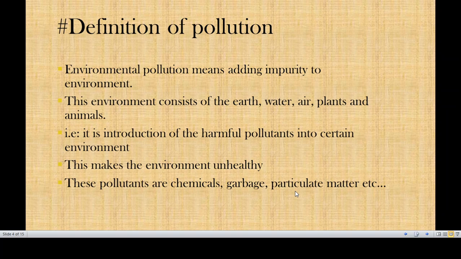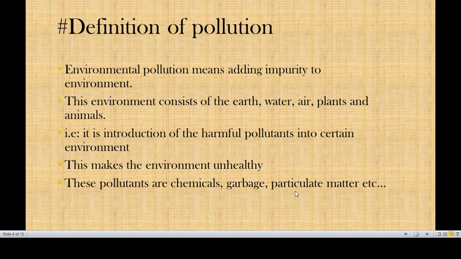By going through some definitions and then moving on to a higher part, which will take us into the depth of our studies. Let's understand what we mean by the definition of pollution. Now, one might have an idea, but let's understand from the deep technicality of the environment. So, environment pollution means you are adding some impurity to the environment.